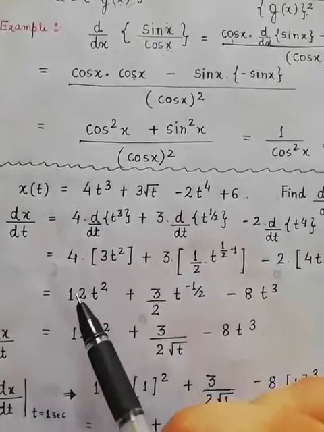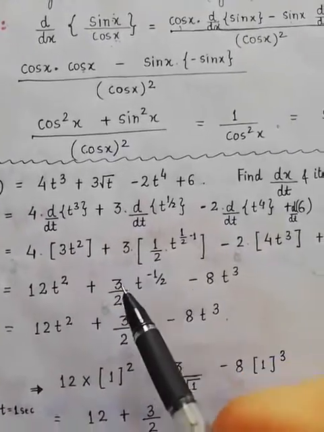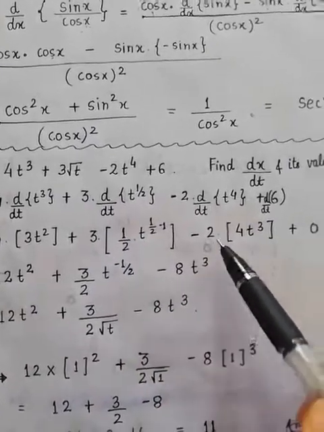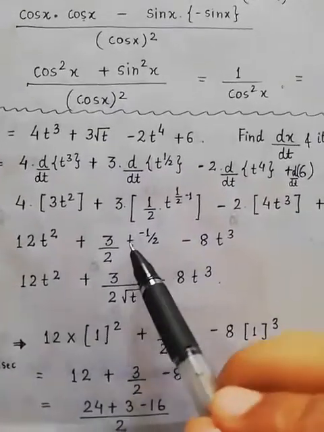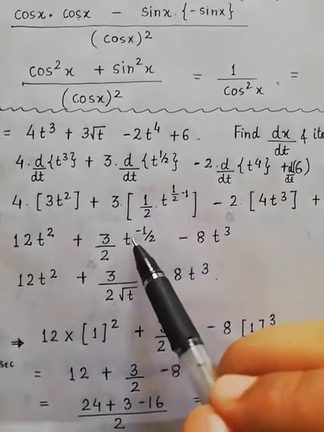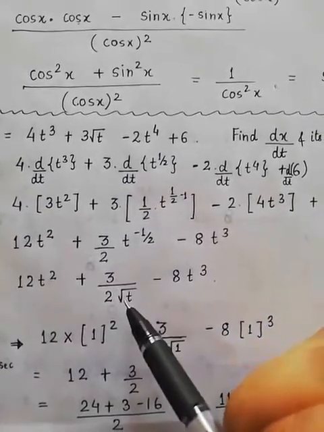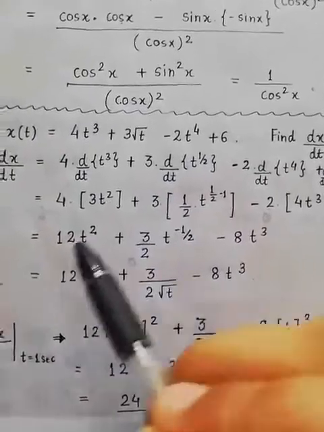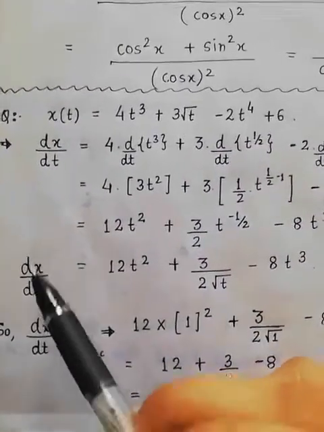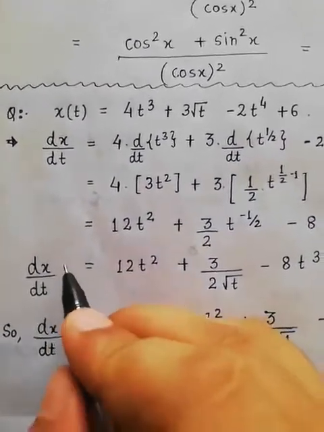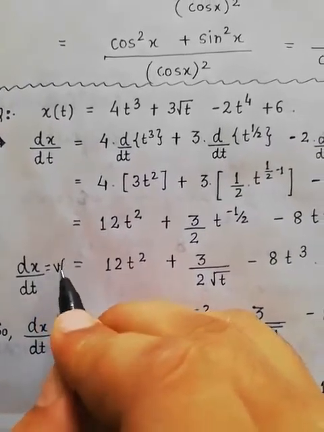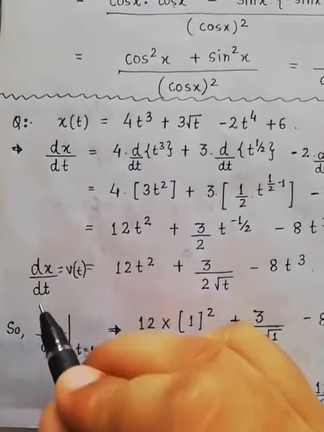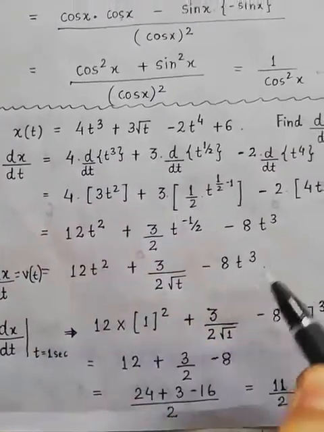Now do the multiplication. 4 into 3 gives you 12, 12t square plus 3 by 2 t to the power half minus 1, which gives you minus half, minus 8 into t cube. On further solving, t to the power minus half, when you take this whole term in the denominator, changes to t to the power half, which is of course root t. So this is your answer. Now this dx by dt is nothing but the velocity as a function of time. So this is your answer, because velocity is the rate of change of displacement with respect to time.